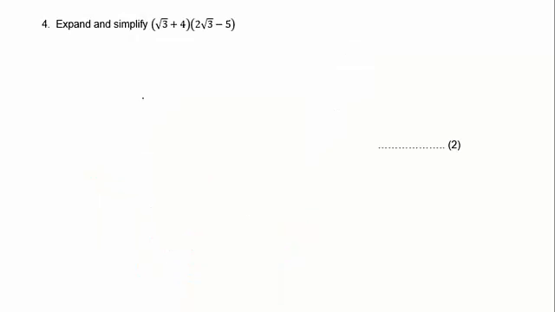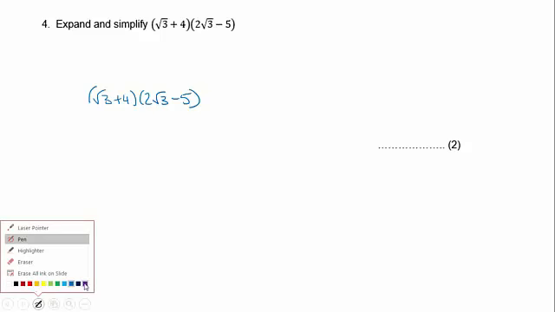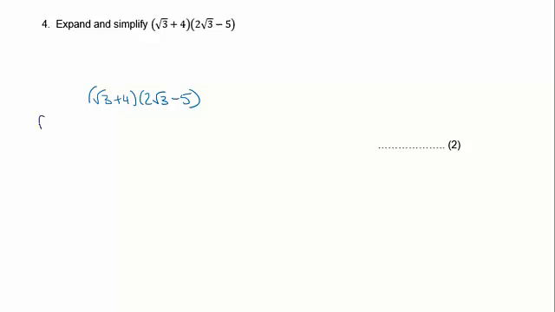Question 4, expand and simplify (root 3 plus 4)(2 root 3 minus 5). Okay, so this is a simplifying surds question and a bit of expanding double brackets. Whatever method you like to think of for expanding double brackets, I like to use FOIL: first, outer, inner, last.